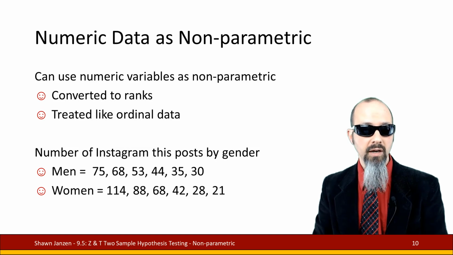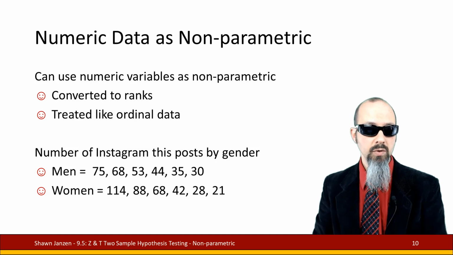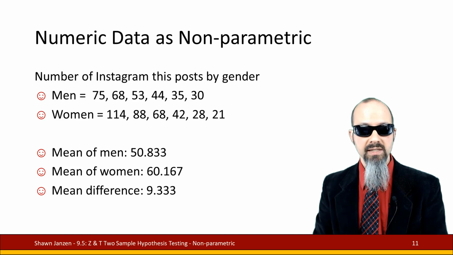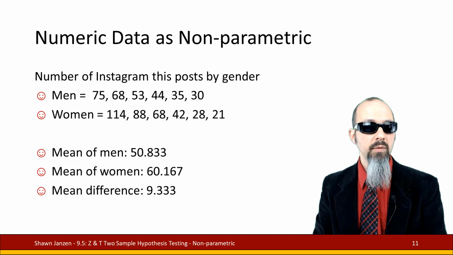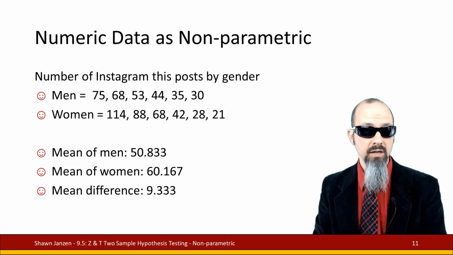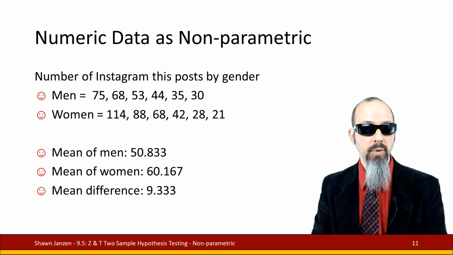These are numeric counts, an exact number of how many posts they made to Instagram that month. So this would normally qualify as an interval ratio variable. And we can see when we take summary statistics of these that the average of men is 50.833 posts and women is 60.167 posts, with a mean difference between them, an unstandardized difference, of 9.33 posts per month, with women posting more to Instagram than men.